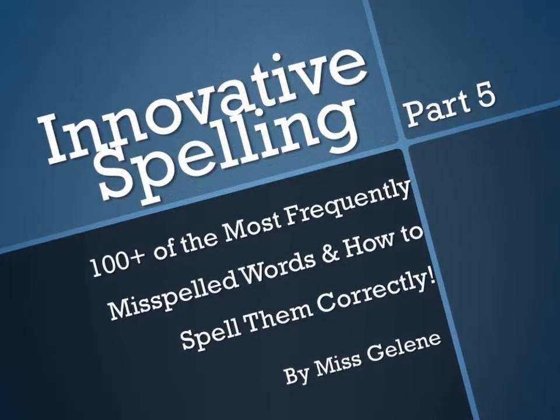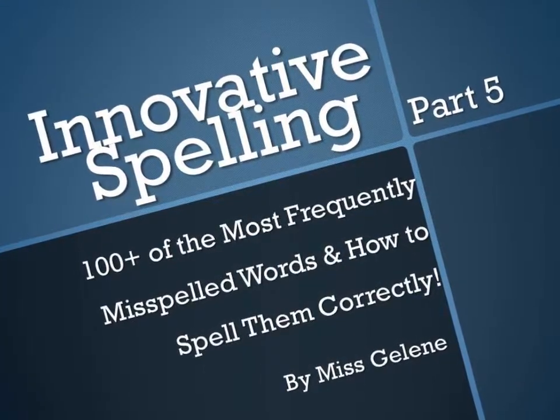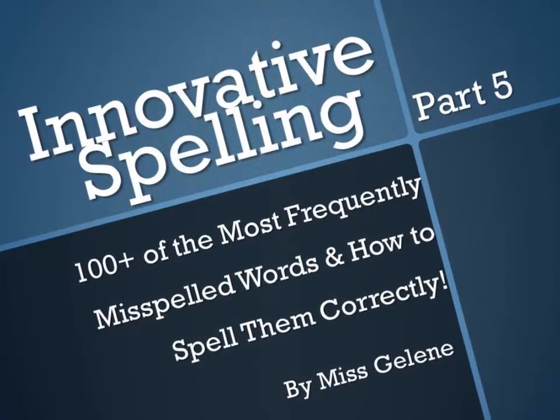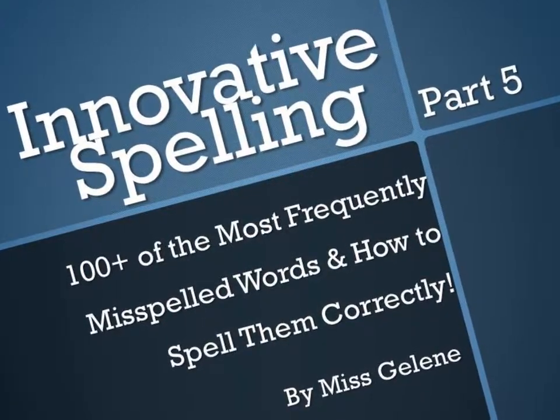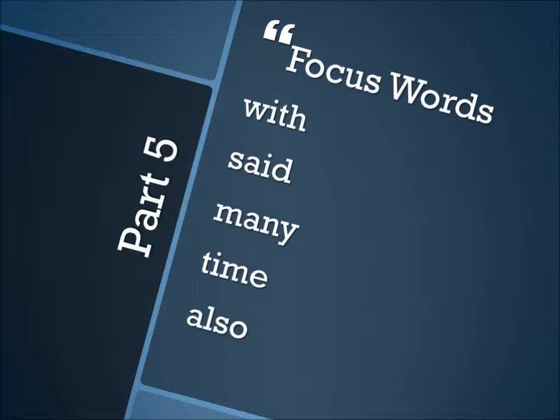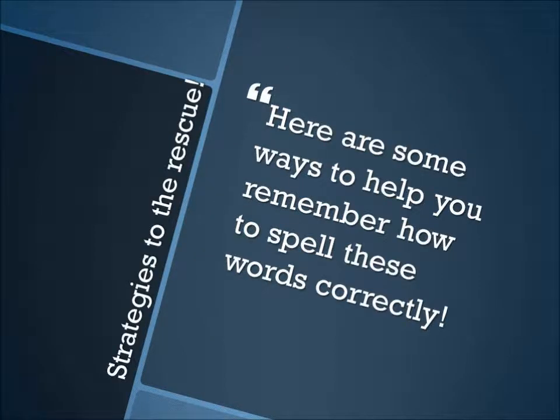Hello again, and thanks for joining me on part 5 of Innovative Spelling, covering the top 100 most misspelled words. Our focus words today are with, said, many, time, and also. Now let's go break some old spelling habits and replace them with better ones.